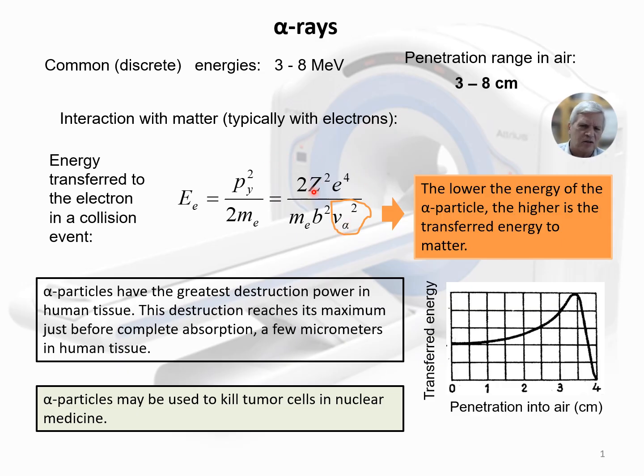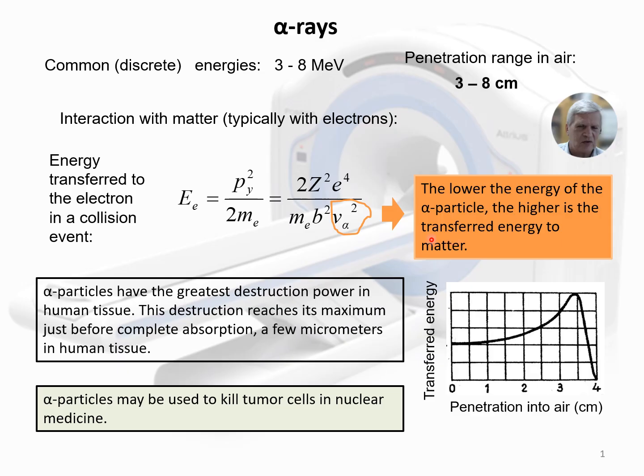This is Z, the atomic number. For the alpha particle, this is 2. This is the charge of the electron. This is the mass of the electron. This is a parameter, actually the smallest distance between the electron and the alpha particle. But this is the point, as I mentioned, since this is in the denominator of this ratio, that means that the lower the energy of the alpha particle, the higher is the transferred energy to matter.